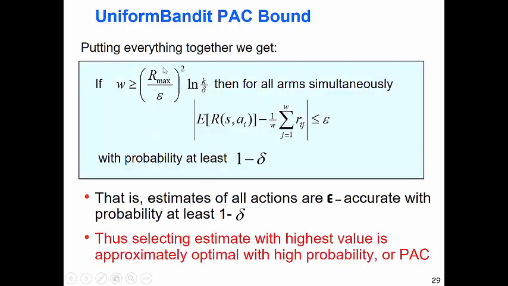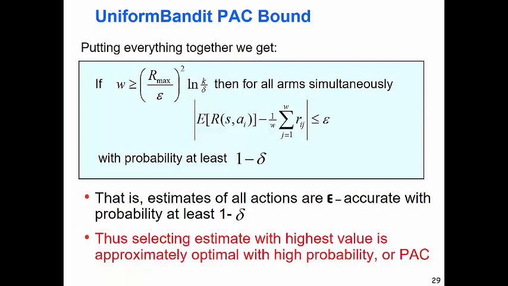If W is greater than this quantity here, K is the number of arms, delta is how much you want to guarantee the algorithm won't fail. So the smaller this is, the more reliable you're going to have the algorithm run. And epsilon is how accurate you want it to be. How close do you want it to be to an optimal arm?